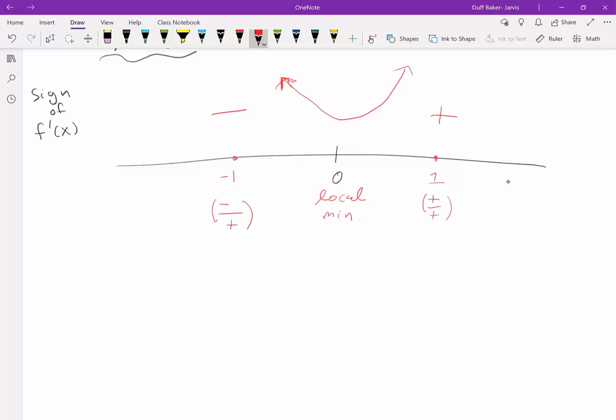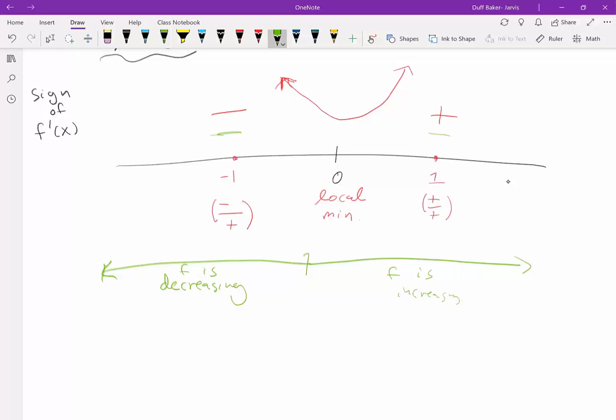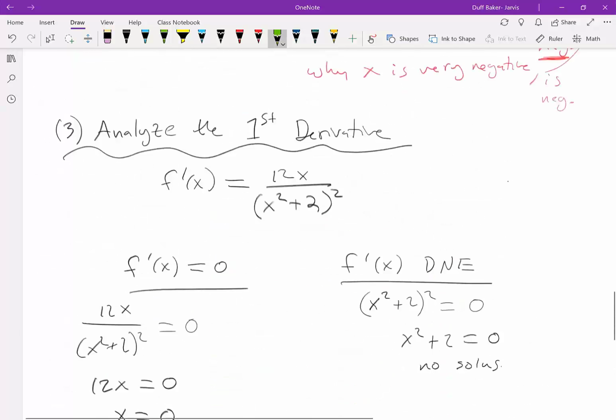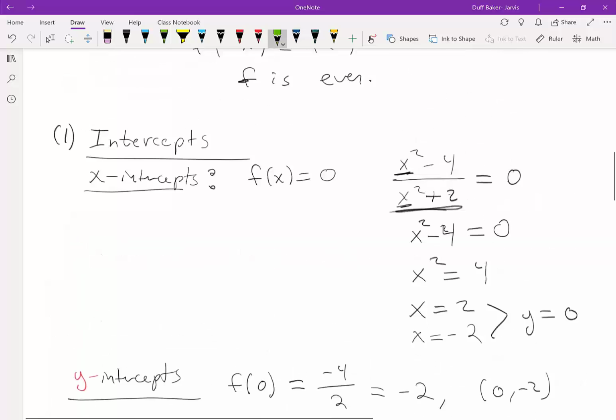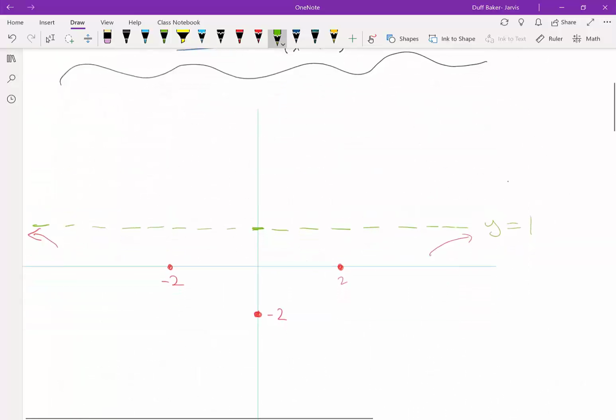So what we've learned is, on this part, this is the decreasing region. And over here, remember f is increasing, right? Because the derivative here was positive to the right, and to the left it was negative, so it was decreasing. And we'll use that information a little bit later. But one thing we can say on our graph now is that at x equals 0, we said that was a local min.